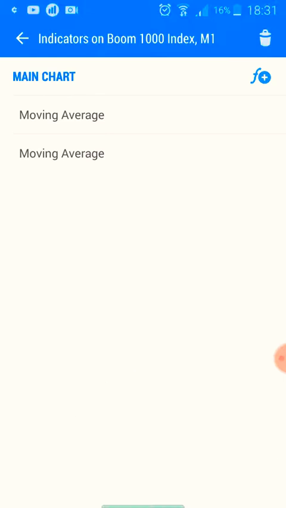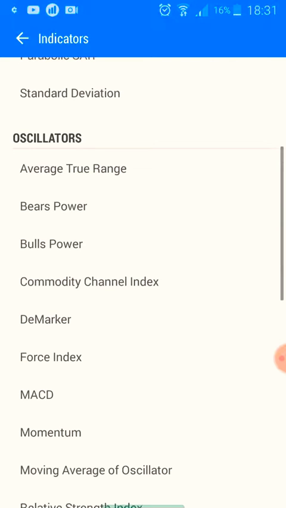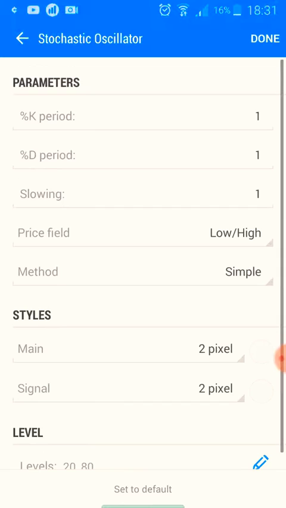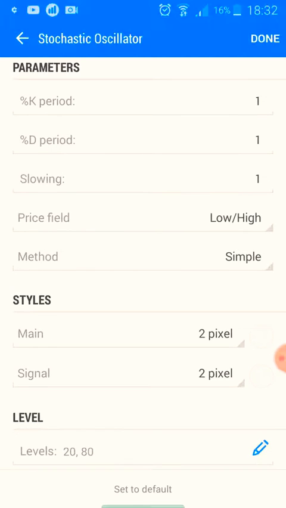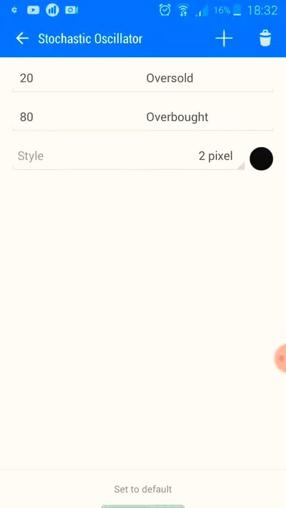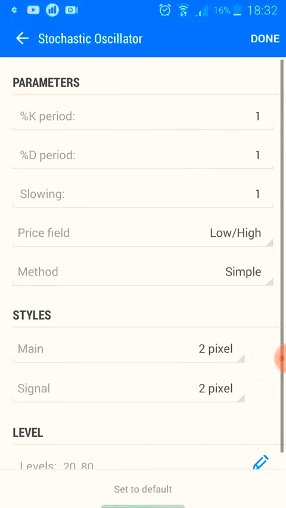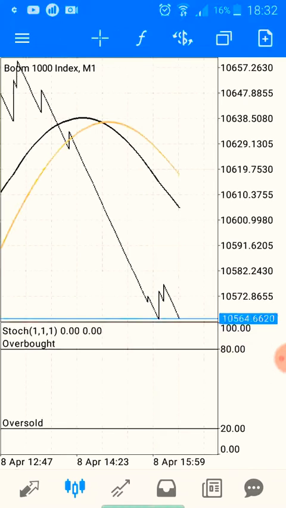Again, main chart, this time around, add the stochastic oscillator. Make the periods all one, just like we were seeing on the screen. And then the colors, guys, make them the same color as your background. If you have a black background, make them black, both main and signal. If you have white, do what I've done. Levels, level 20 and level 80. Level 20 will be your oversold and level 80 will be your overbought zone. And then you click done.